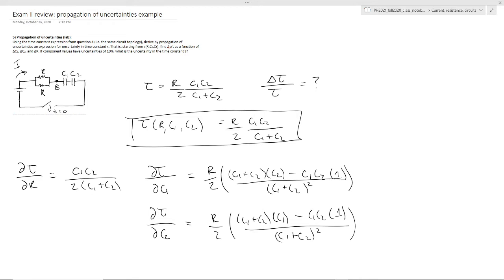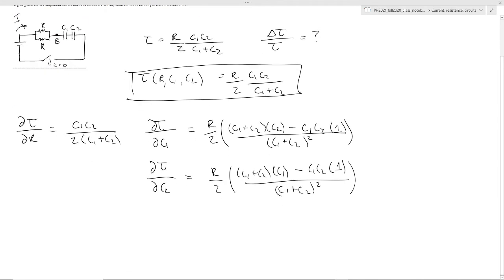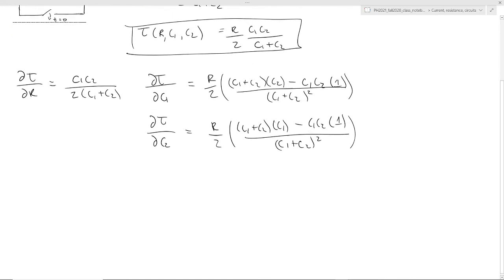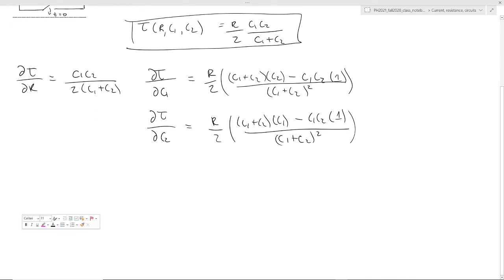Okay. So now that we have the partials, the next thing that we want to do is, oh, and I should say where we're headed with this is we're going to assume basically 10% component values, i.e. we're going to assume that our uncertainty, delta R, delta C, etc., is 10%. Okay, so the next step in the procedure, if we have the partials, we can find delta tau by adding the partials times a step in that direction.